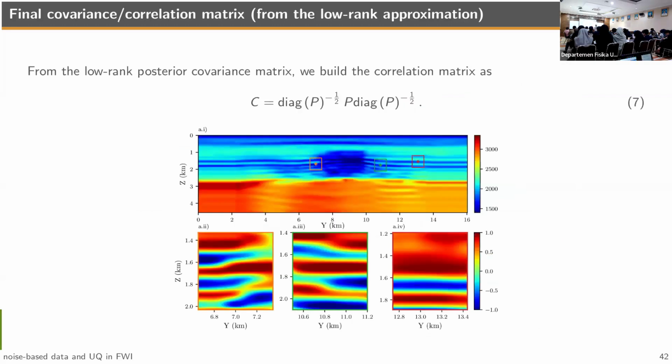We can also have a look at the correlation matrix. Here we extract information from the off-diagonal terms of the low rank covariance. In this case, we are looking at small boxes to see the correlation between parameters, so the spatial correlation between parameters. If we focus on this point, we have strong correlation horizontally inside the layer because we have the same velocity basically, and then negative correlation as soon as we are in the higher velocity zone here. That gives information about the local resolution and how the parameters are locally correlated with each other.